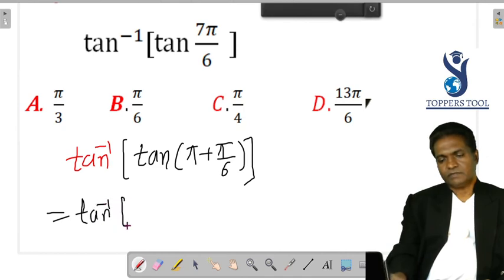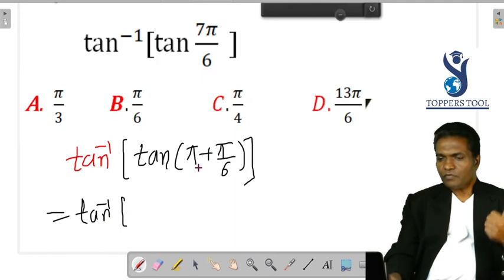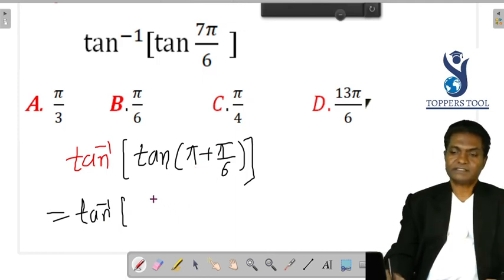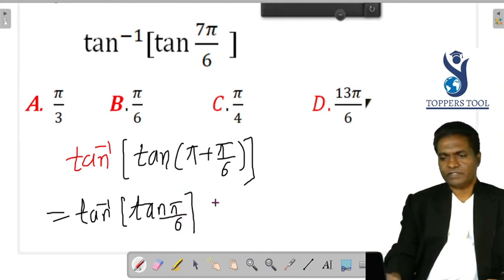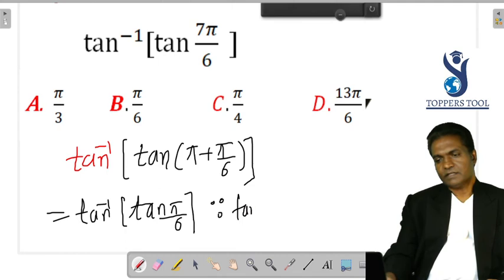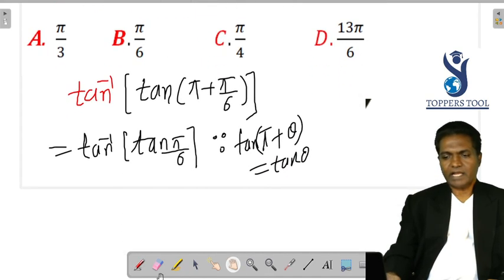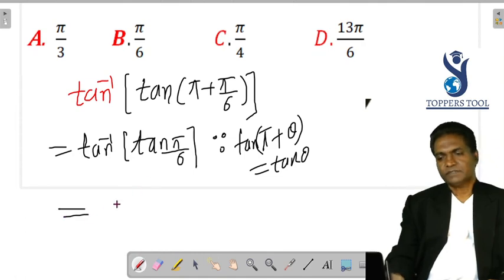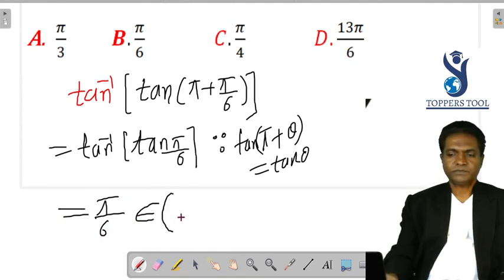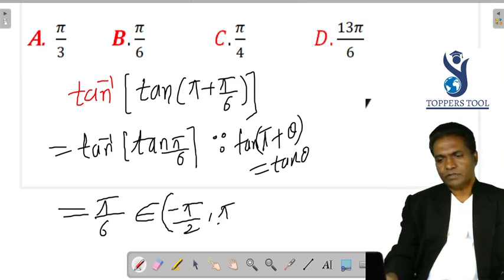Now tan inverse of tan of pi plus pi by 6. Tan of pi plus theta is tan theta, so this is tan of pi by 6. Note down this, because tan of pi plus theta is tan theta. Now tan inverse of tan gets eliminated and we get pi by 6. This definitely belongs to the principal branch of tan inverse, that is the open interval minus pi by 2 to pi by 2.